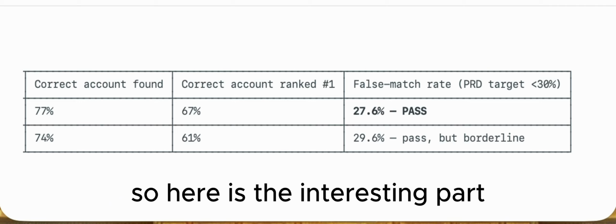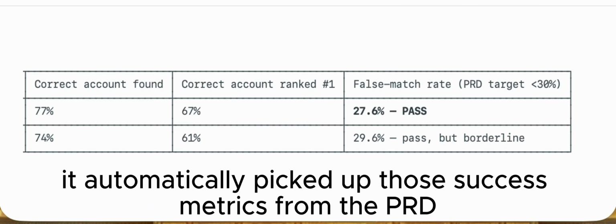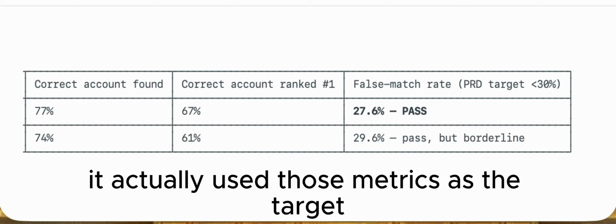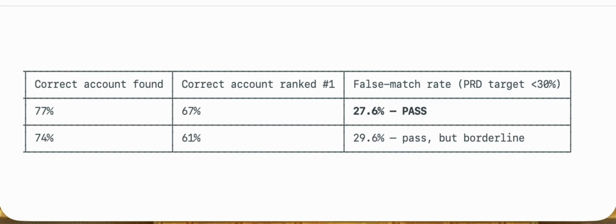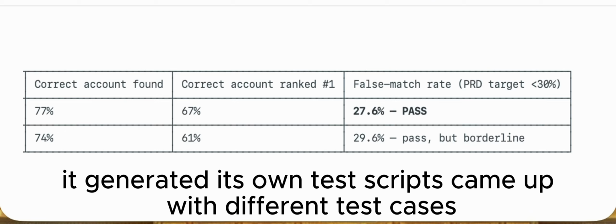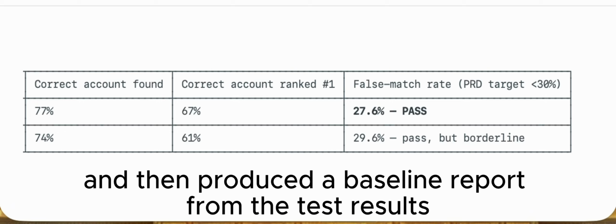So here is the interesting part. When Claude Code started implementing the project, it automatically picked up those success metrics from the PRD. And then during the testing, it actually used those metrics as the target instead of just running a bunch of generic tests. It even created a batch testing task after the regression test. It generated its own test scripts, came up with different test cases, including edge cases, ran all of them, and then produced a baseline report from the test results.